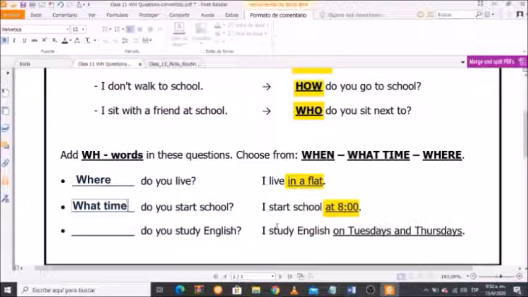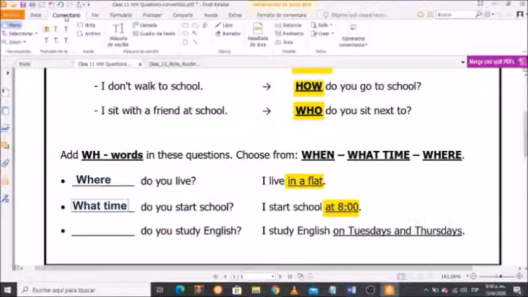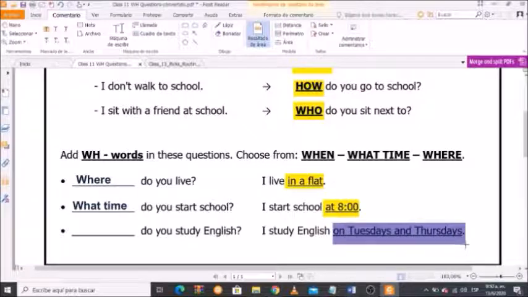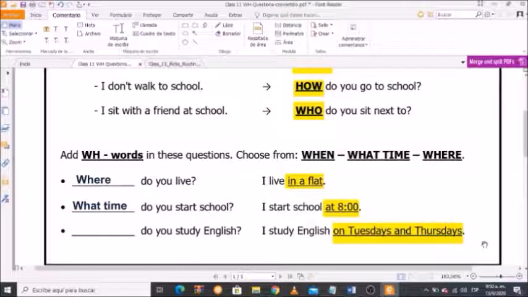And the last one says, do you study English? I study English on Tuesdays and Thursdays. So, let's pay attention to this part here, on Tuesdays and Thursdays. So again, what kind of information are we looking for?